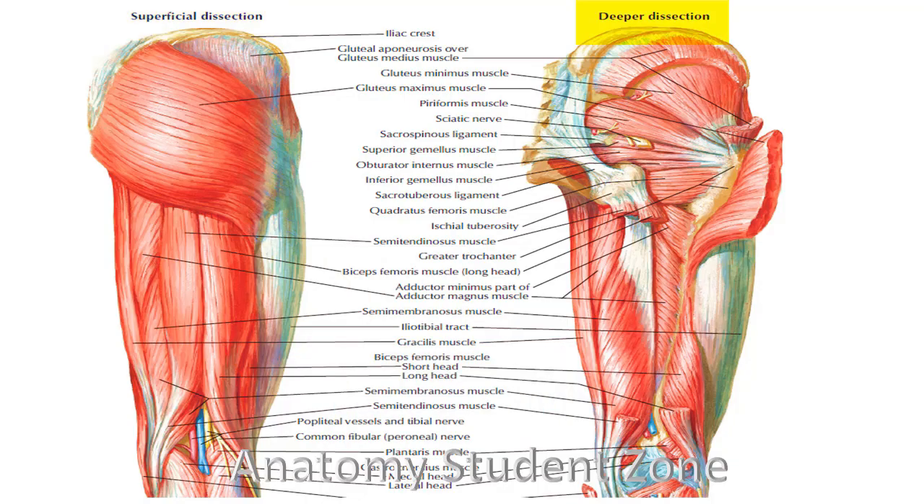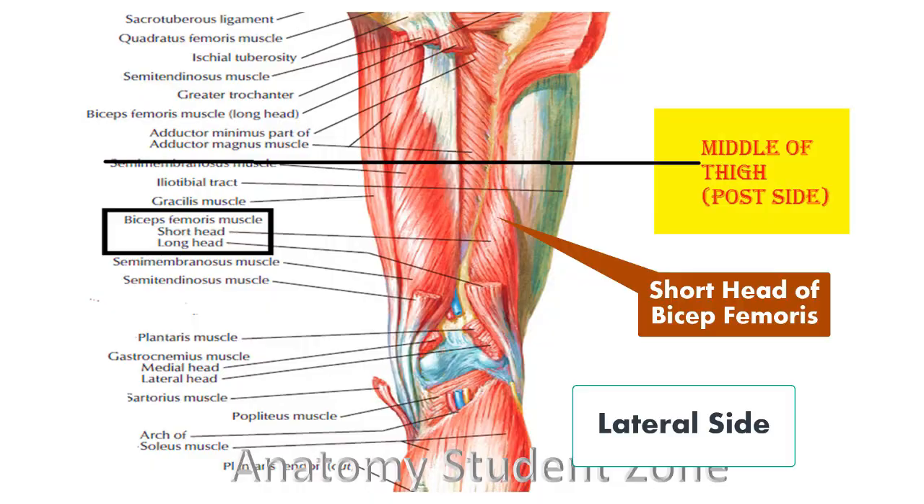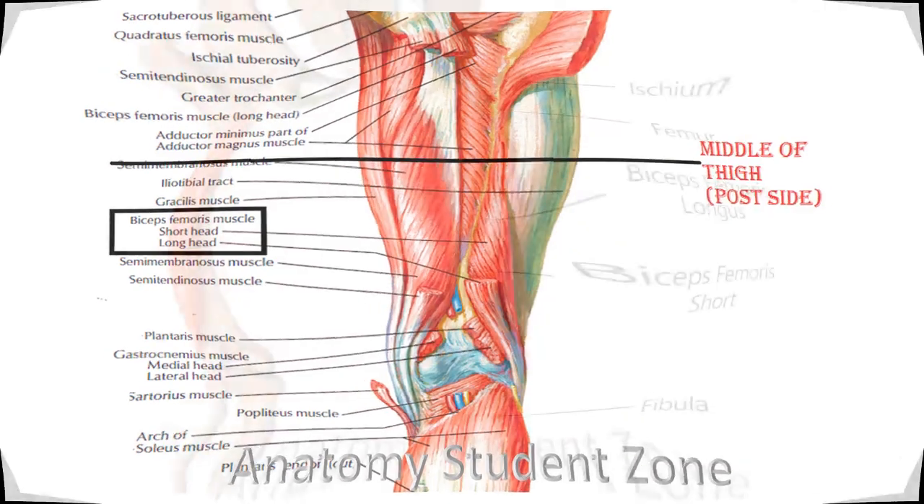On deep dissection, again, it can be observed below the middle part of the thigh. So on the thigh, you have to roughly point out the mark that is the middle of the thigh, and when you are at the middle point or just below the middle point of the thigh, but again on the lateral side, you can trace out the origin of this muscle. That will be quite clear to you.